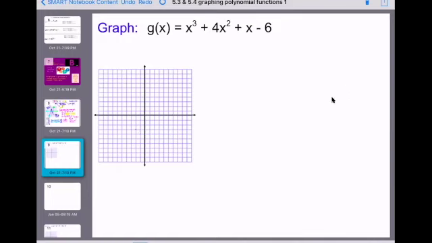Okay, how are we doing so far? Did you start by hopefully making some predictions about what the graph looks like? So maybe you said, oh, odd degree with a positive leading coefficient. I know my arrows are going to do this. And what else do I know? I know there's going to be 3 or less x-intercepts. I know the y-intercept is (0, -6).